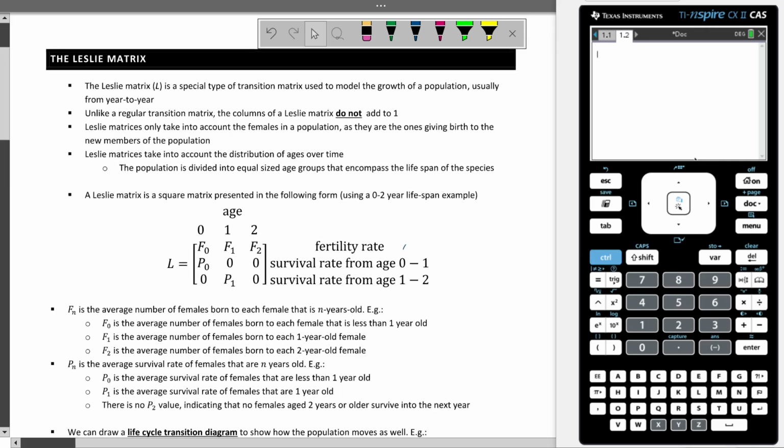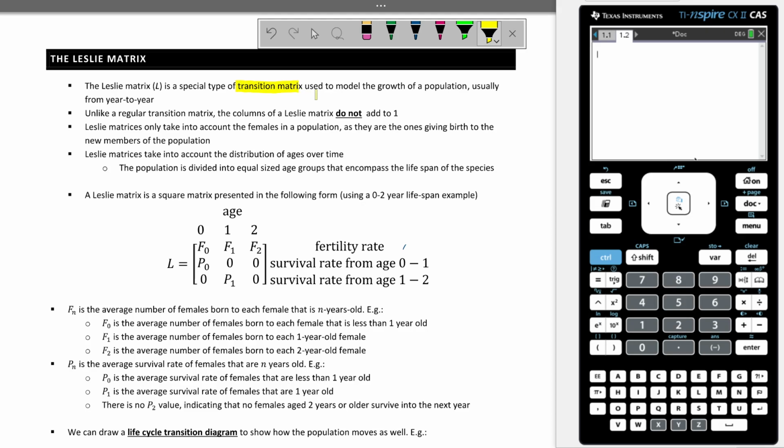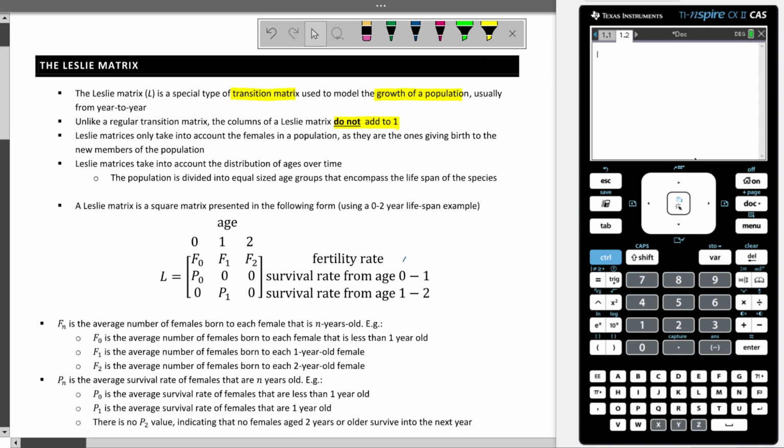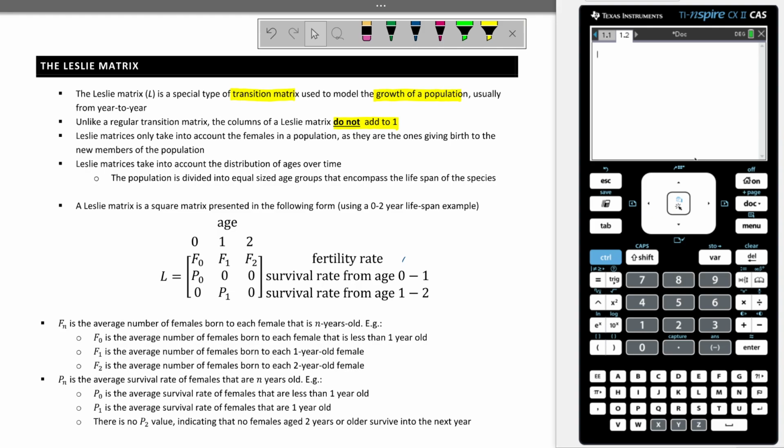The Leslie matrix. The Leslie matrix is a special type of transition matrix used to model the growth of a population, usually from year to year. Unlike a regular transition matrix, the columns of a Leslie matrix do not add to 1. So that's our very first important thing to take note of. A Leslie matrix is a type of transition matrix, but unlike our usual transition matrix, the columns do not add to 1. So that's something really important to take note of.